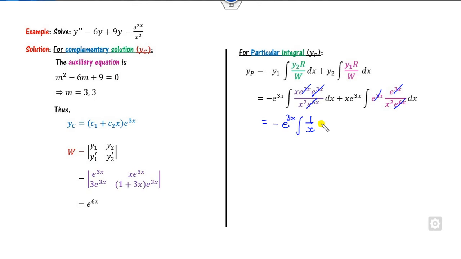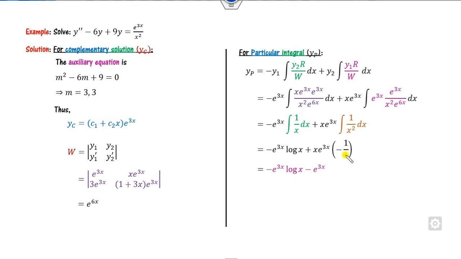It is 1 over x dx plus x e raised to power 3x, and it is 1 over x square. So what is that? 1 over x, integration of this is log of x, and integration of this is minus 1 over x, which is the right answer. So this is my yc, this is my yp. You can add them, you will get the right answer of this problem.